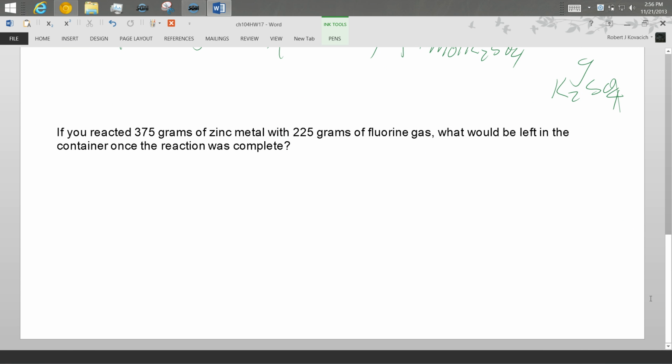If you react 375 grams of zinc metal with 225 grams of fluorine gas, what will be left in the container once the reaction is complete? Okay. So I've got myself some zinc metal, and I've got myself some fluorine gas, and then I'm going to make myself some zinc fluoride.